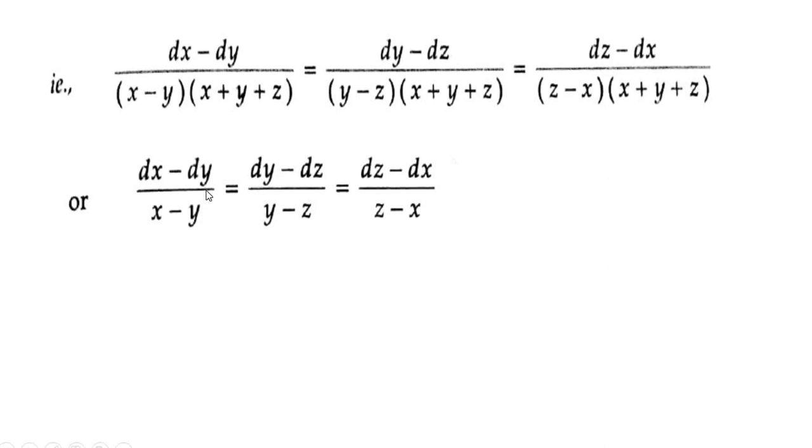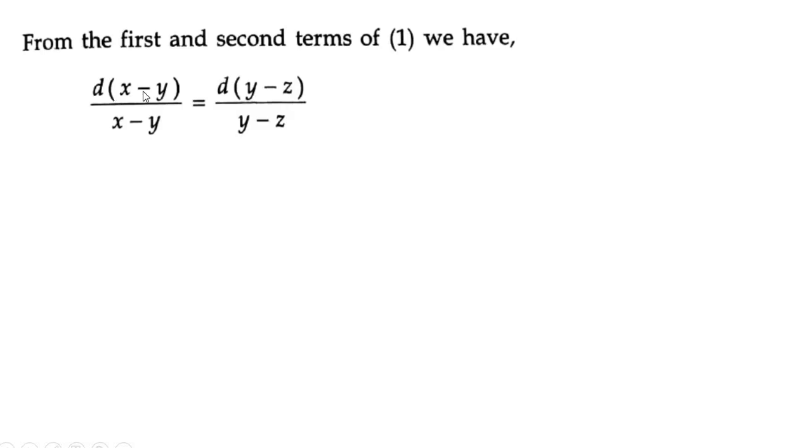So firstly, let me consider the first and the second term. Dx minus dy can also be written as d of x minus y. So d of x minus y divided by x minus y. What is the differentiation of x minus y? So I have compared the first and the second term. In the second term, you also have dy minus dz in the numerator. You can also write it as d of y minus z.